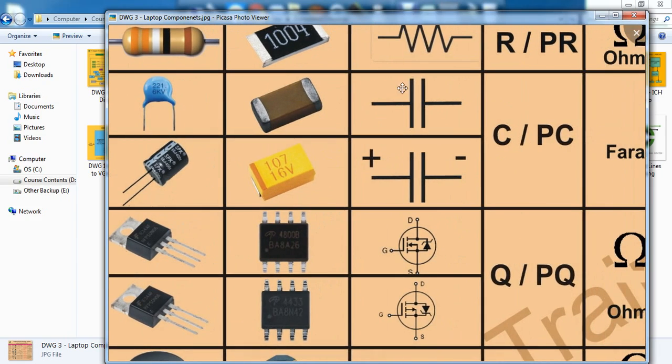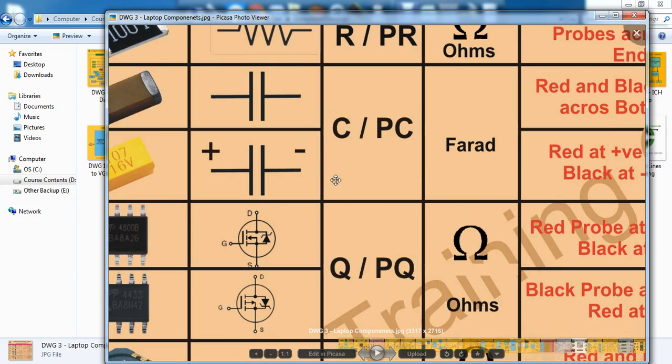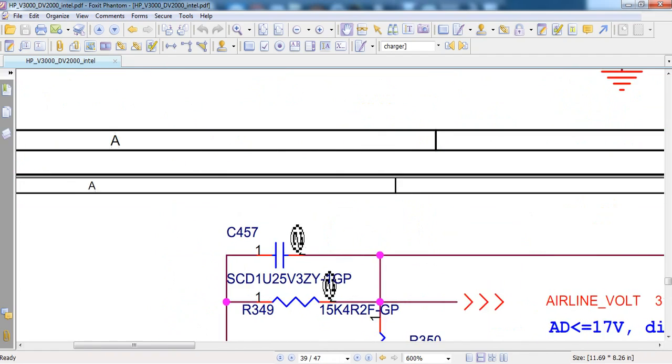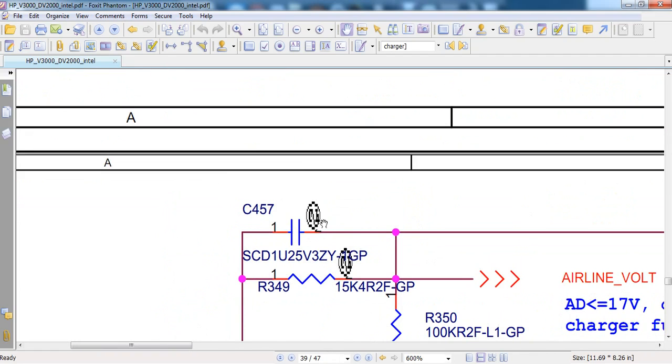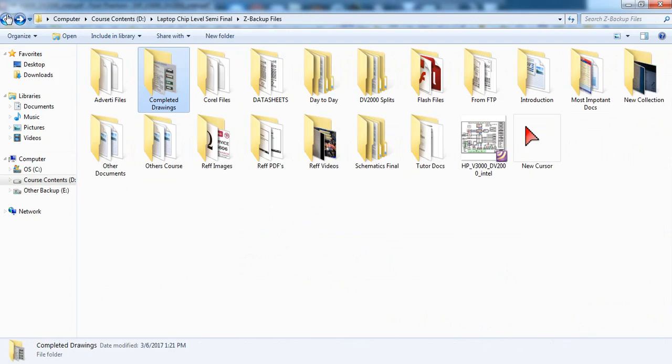The symbol is like this, and the name on the schematic diagram and motherboard is C or PC, capacitor or power capacitor. I will show you. Yes, the capacitor is mentioned like this. This is the symbol, this is the name. C457 is the capacitor name. It is also mentioned on the motherboard.